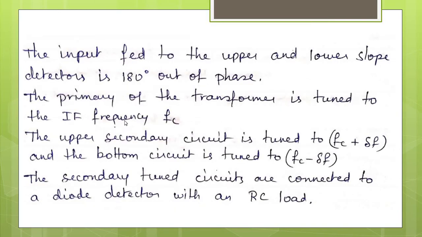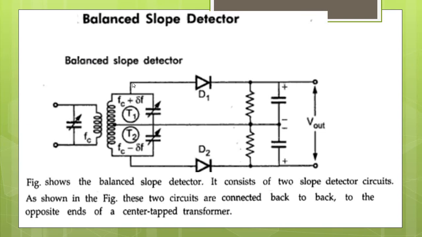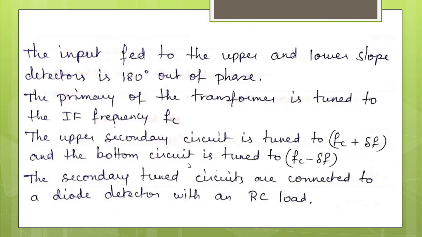So the input is fed to the upper and lower slope detectors. If you are feeding an input of x(t) here, the other slope detector, or the second diode, receives it shifted in phase by 180 degrees.